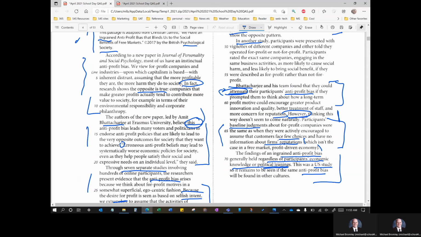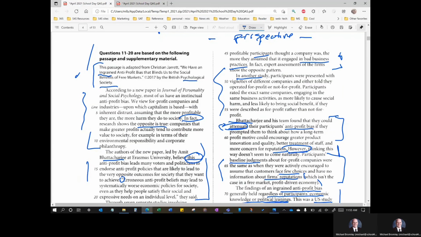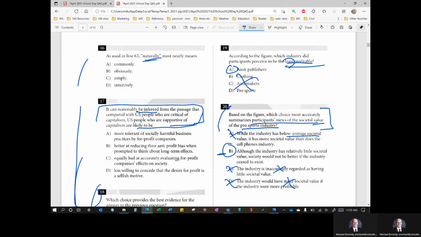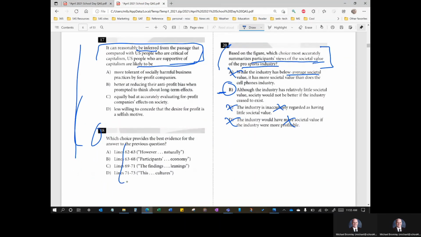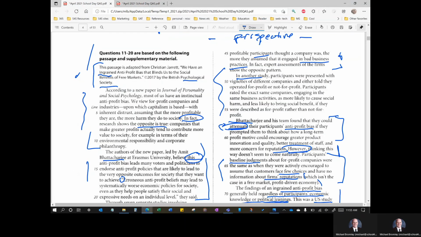Naturally, 63. So I haven't read this too much. It doesn't seem to be asking me about this. I think that might be in the evidence. No, it's not. It's not even in the evidence question. So I can just basically ignore this. But let's just skim it. Another study just presented vignettes. Participants rated the exact same companies, engaged in the same business, if they're described as not-for-profit.